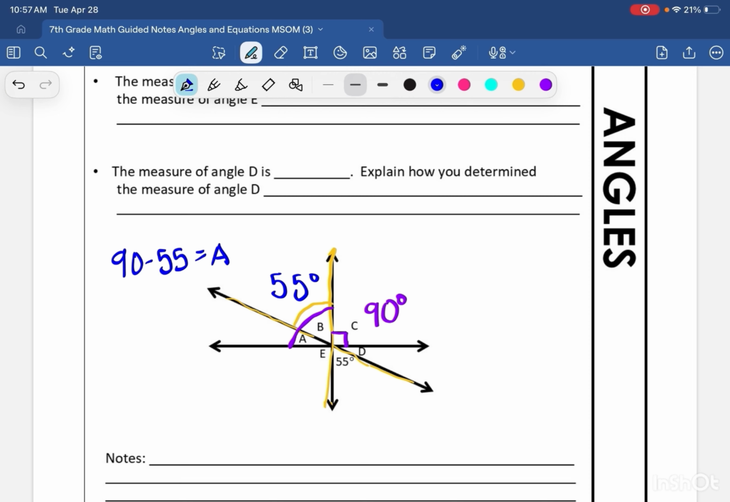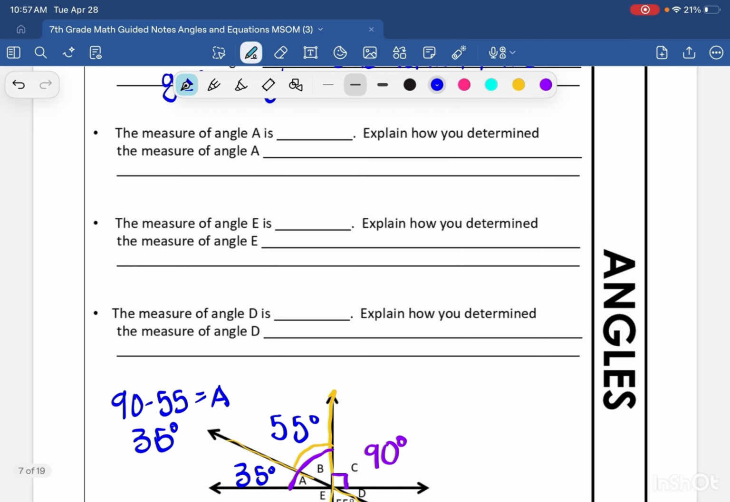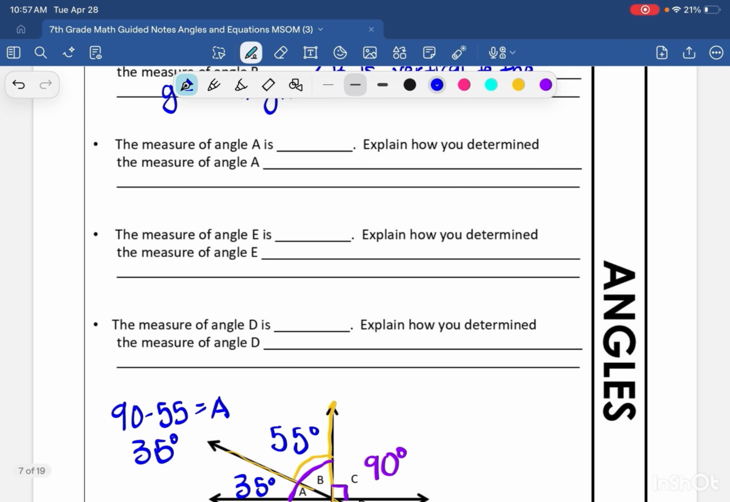And 90 minus 55 is 35 degrees. So angle A is 35 degrees because they are complementary to angle B. Angle A is 35 degrees. How do I know that?